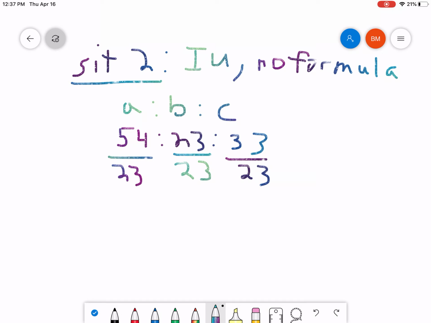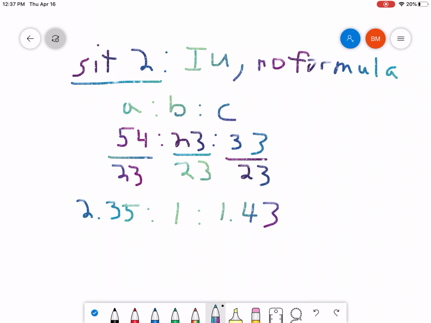And when we do that, that gives us a ratio of 2.35 to 1 to 1.43. Now that's a pretty ugly ratio, right? We have two decimals that are pretty far away from being whole numbers, especially the 0.43.